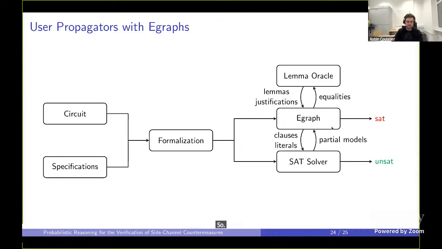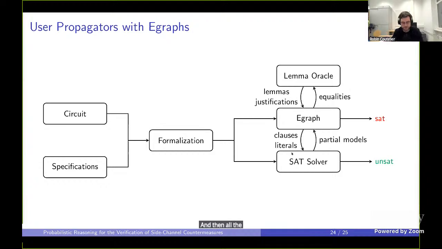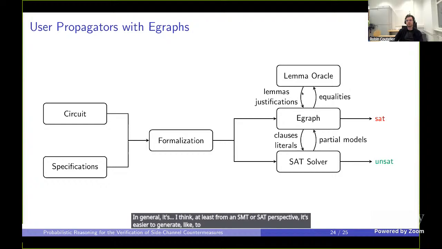So there are two reasons why I started writing it myself. First is just to learn. And second is because of this conflict analysis thing, which is really important in my case, because if there's no conflict analysis, then no communication with the SAT solver, and then all the propositional structure goes out the window, which we cannot afford. But it would be interesting to see if you produce proofs. In general, at least from an SMT or SAT perspective, it's easier to have conflict analysis than to generate proofs.